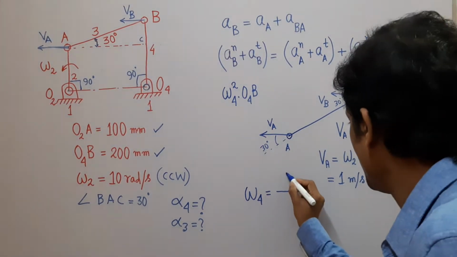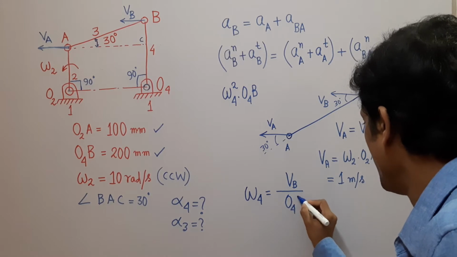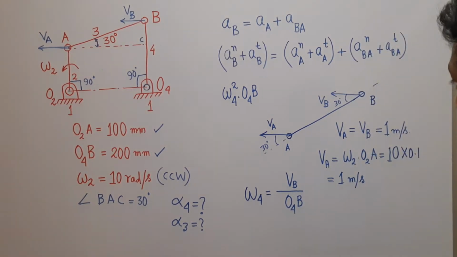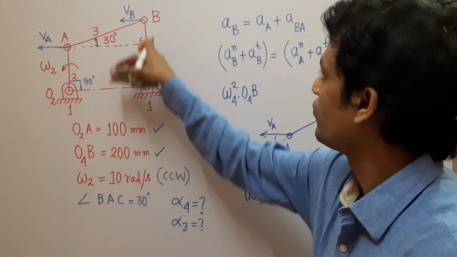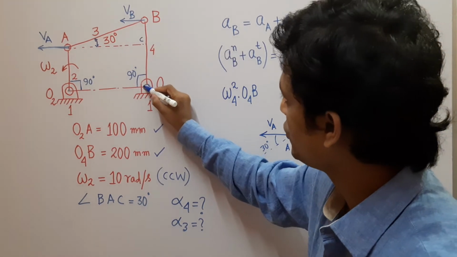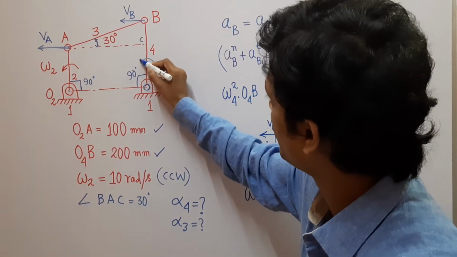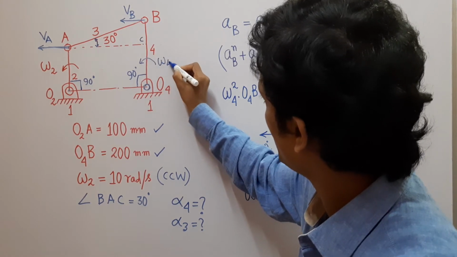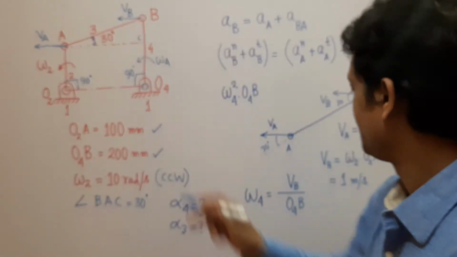Omega 4 is VB by O4B. So, omega 4 becomes what? VB by O4B, as the link 4 is hinged at O4. So, the angular speed omega 4 of link number 4 is VB by O4B.